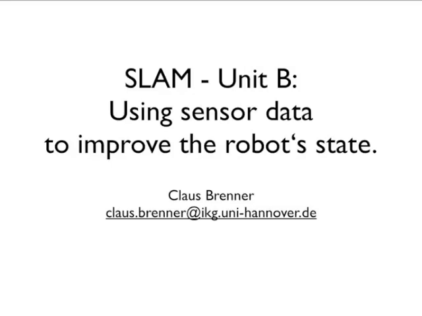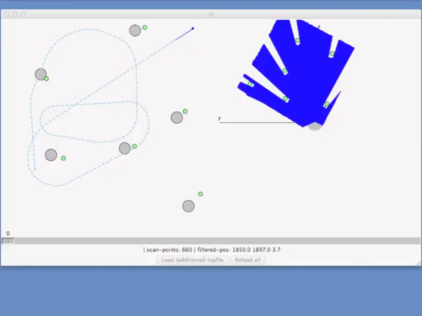Welcome to Unit B of our SLAM lecture, and this will be about using sensor data or measurements to improve the robot state. So if you remember the last time, we did two things. First of all, we computed the robot's trajectory. So we used the motor signals to determine when the robot goes straight and how fast it goes straight and when it turns. And so from those motor ticks we computed this trajectory in the real world.